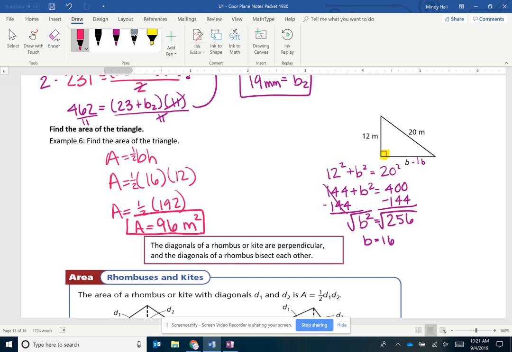And hopefully you caught that before I did it wrong. So just make sure the formula for area of a triangle is 1/2 base times height. So make sure you are multiplying by 1/2 or dividing by 2.